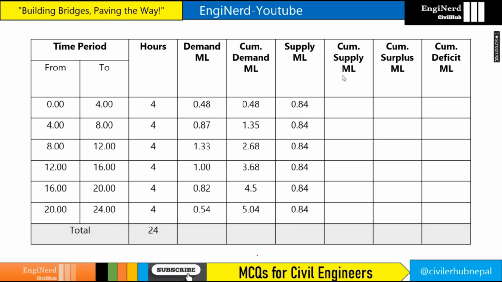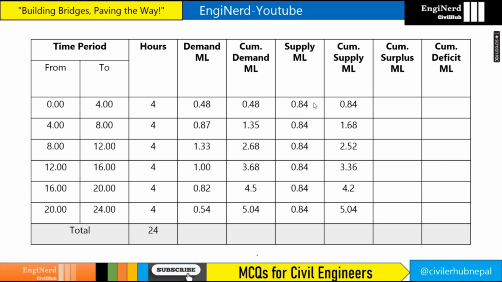Now for the cumulative supply, the first one is 0.84, and the second one is 0.84 plus 0.84, which is 1.68. And 1.68 plus 0.84 is 2.52, and similarly it goes on, and the last one is 5.04. For the cumulative surplus and deficit: if the cumulative supply is more than the cumulative demand, then it goes under the cumulative surplus column. And if the cumulative demand is greater than the cumulative supply, we'll go to the cumulative deficit column.